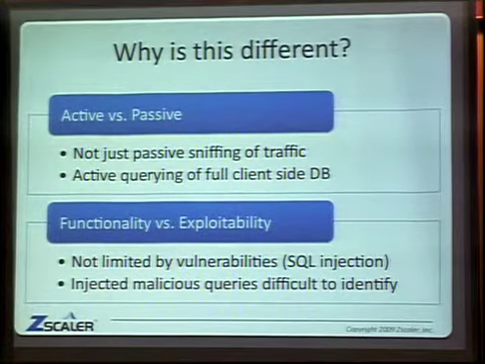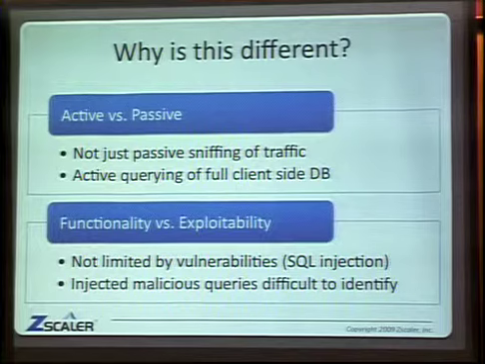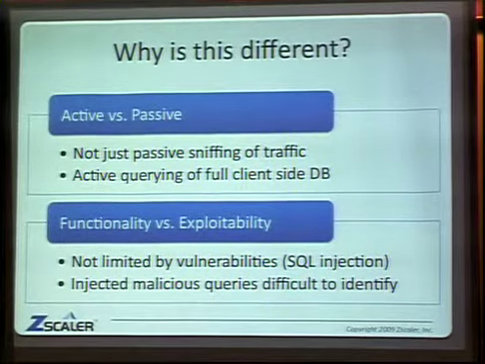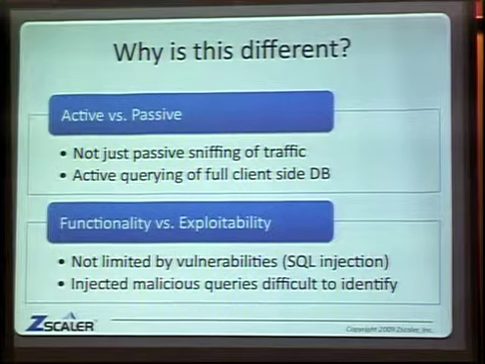But why is this different? If I could get in line, I could already sniff your email. As I'm sure that this weekend many people have had their email sniffed, right? Because they were using an open network. So why is this different? Well, the difference is that this isn't passive. This is active. I don't have to wait for the information that I care about. I can actually query the database.